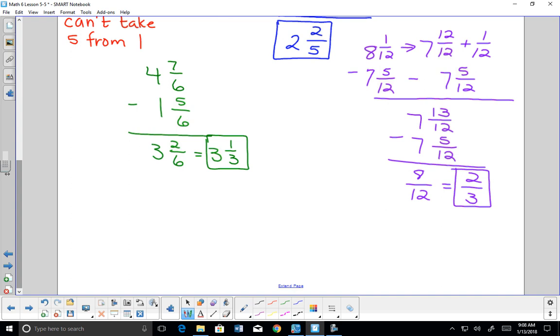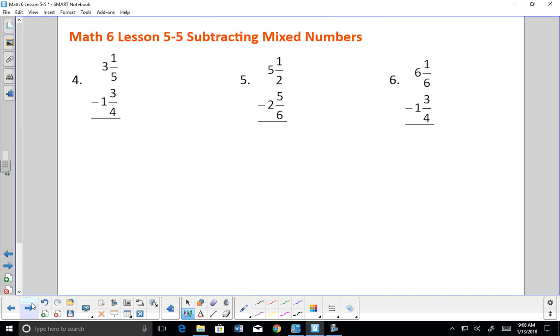3 and 1/5 minus 1 and 3/4. These become more difficult because now I have to find a common denominator. So I don't even know if I need to borrow yet or rename, because of the fact that I don't have a common denominator. So let's look at this. The common denominator, least common denominator between 5 and 4, that is 20. So I need to rewrite these as 20ths. So I need to multiply 5 times 4 and 1 times 4, and this gives me 3 and 4/20ths. Here I need to multiply 4 times 5 and 3 times 5, so this gives me 1 and 15/20ths.